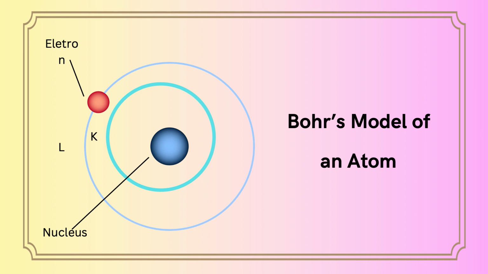Here you can see the model on the screen. The first circle on the diagram indicates the first energy shell, also known as the K shell, where the electrons are allowed to revolve. The second circle indicates the L shell. Based on the number of electrons in an atom, these shells go on from K, L, M, N, etc.